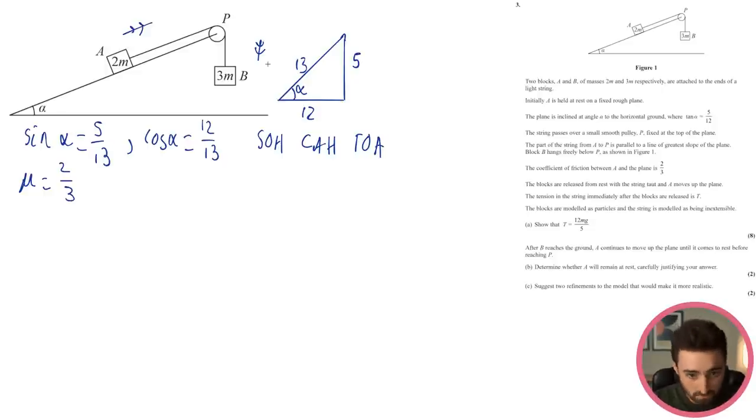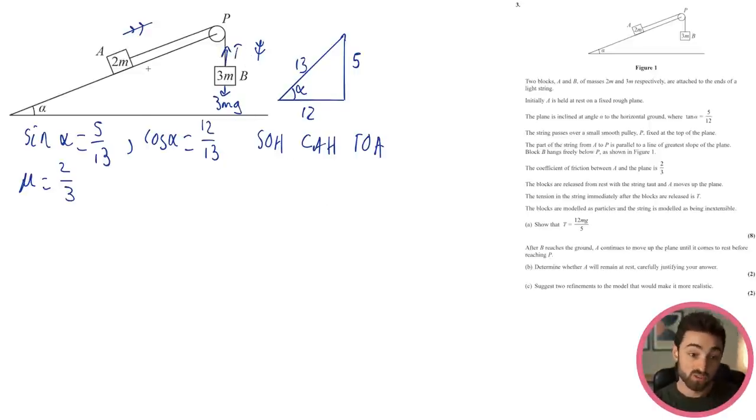So let's start with B. One of its weight taking it down. Weight is always mass times g, so 3mg. And then the tension. Let's ask ourselves, what is the tension trying to do to this block B? If the string wasn't there, what would happen? It would fall down even quicker. So the tension is trying to pull it up, isn't it? I'm going to have a T going upwards.